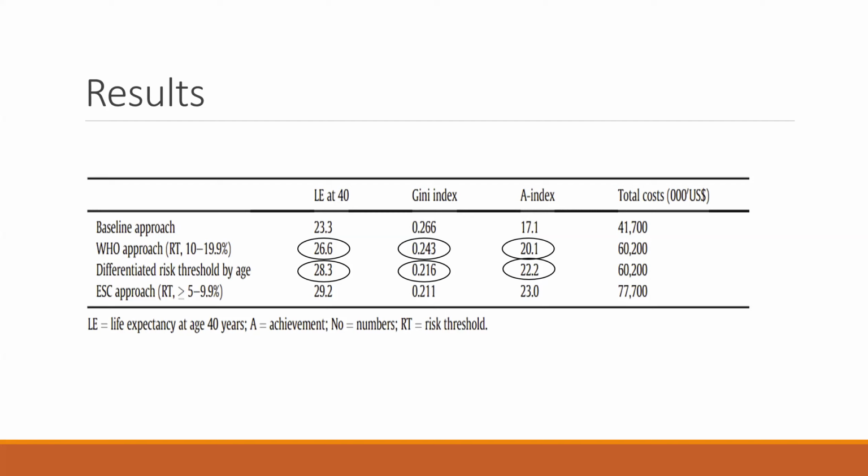But then when you look at the European Society of Cardiology approach, it was the best in terms of life expectancy at the age of 40. It had the lowest Gini index and also the highest achievement index. However, you might notice that the total cost of this approach is really high, so something that a low income country or resource constrained country like Tanzania may not be able to afford.